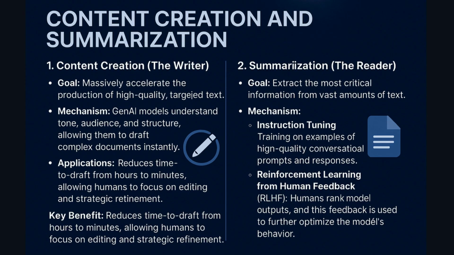Second is summarization, the reader. In contrast to creation, summarization's goal is to efficiently extract the most critical information from vast amounts of text. This is achieved using the advanced alignment techniques from the training process, specifically instruction tuning and reinforcement learning from human feedback. These techniques ensure the model acts as a highly effective reader, capable of filtering noise and isolating core facts to provide concise, accurate responses.